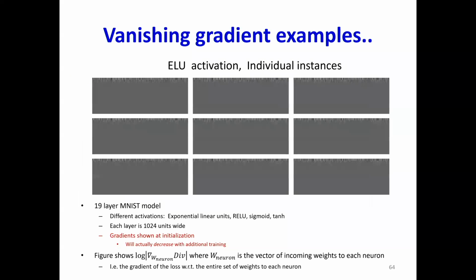Now this is for batch gradients. So we also looked at what happens for individual instances in your training set, also at initialization. These are 9 pictures for ELU activations, and what do we see? After the 5th layer from the output, the derivatives are all gone.